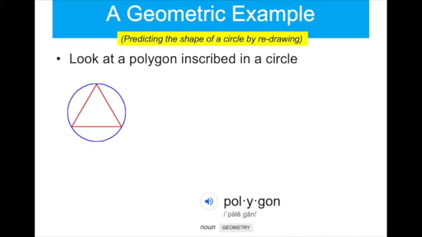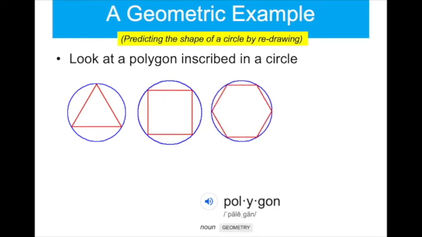Say I want to predict the shape of a circle using a polygon, and I begin with a triangle. Is this triangle a good prediction of a circle? Of course not. Next, I increase the number of sides of the polygon. Is a square a good prediction of a circle? Of course not, but it's getting better. It's getting closer. So let's increase the number of sides. Hexagon, yes, getting closer to the shape of a circle.